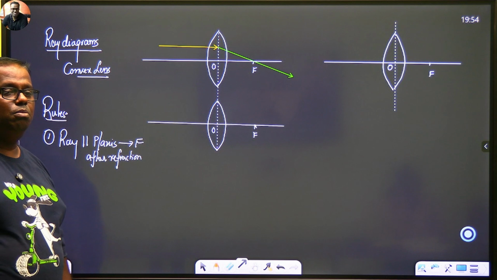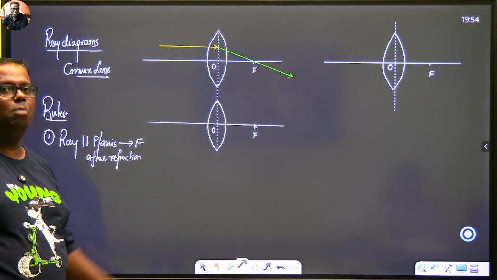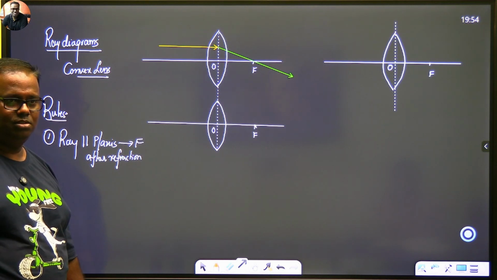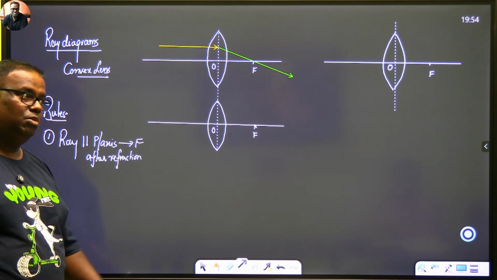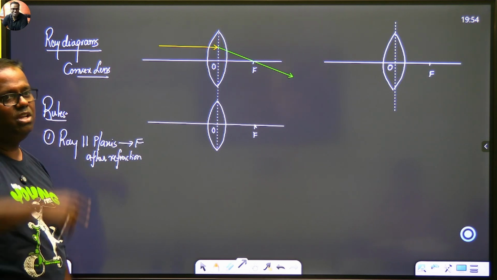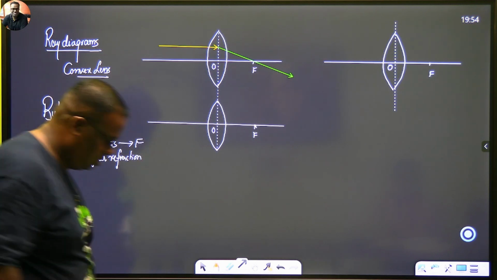I call this the maternal uncle. Meaning, what will be the reverse side of mama? It will be bua, pinni, right? Mother's brother is mama. So for that mama's son, your mother is the pinni or the bua. Yes or no? That's the reverse rule of this. What is the reverse rule?